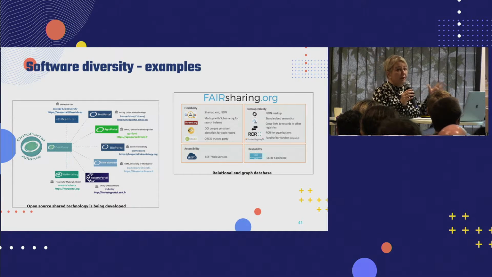Then resources like FAIRsharing, for example, which again is broader in content, also have a lot of technology behind them to make the resources themselves FAIR in terms of discoverability by machine, not just by human.